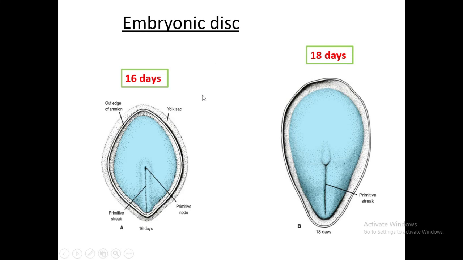This is the embryonic disc. This is the 17-day embryo and this is the 18-day embryo. Last class we have seen that initially the embryonic disc is oval in shape, but gradually it becomes expanded in the cephalic region, and in the caudal region it is not expanded, it is narrow.